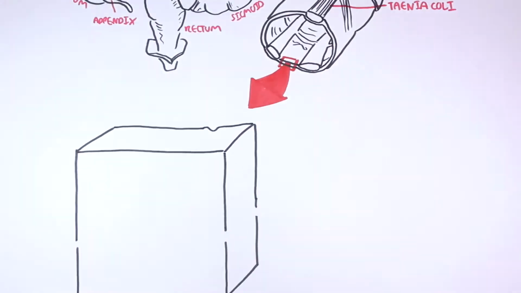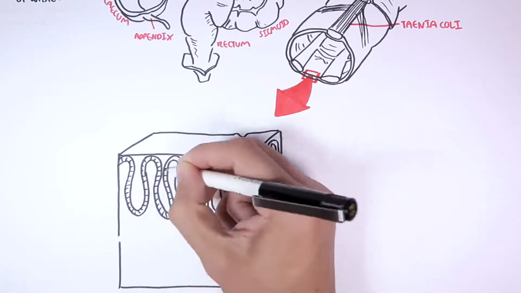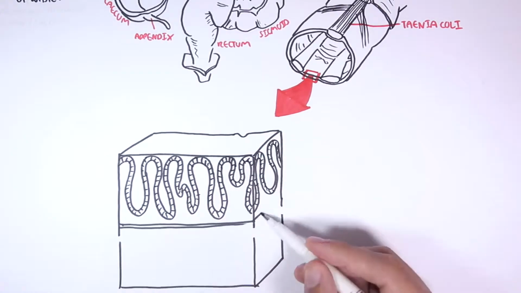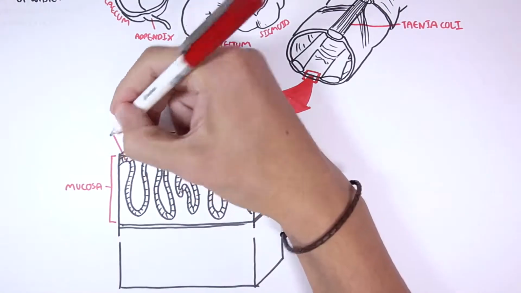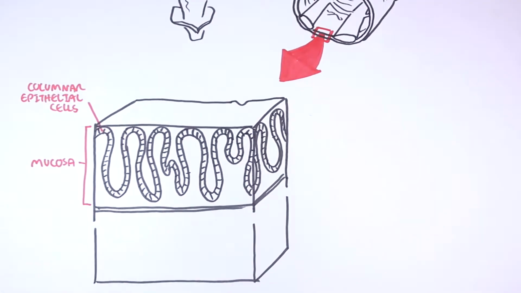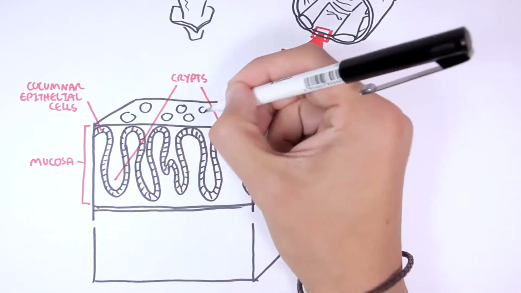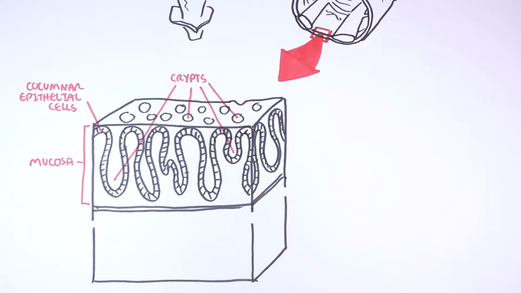Now let's look at the layers of the colon. The very top layer of the colon closest to the lumen is the mucosa layer. These are the colon cells, which are mostly columnar epithelial cells. And these cells form crypts. And these are all crypts.